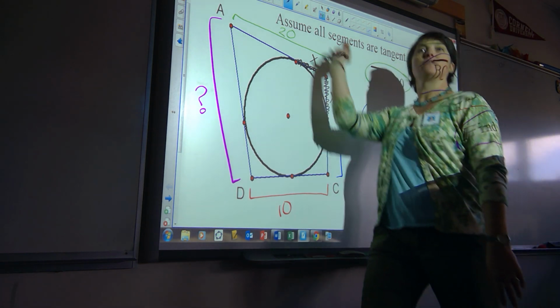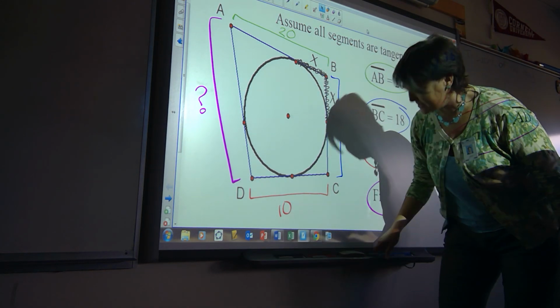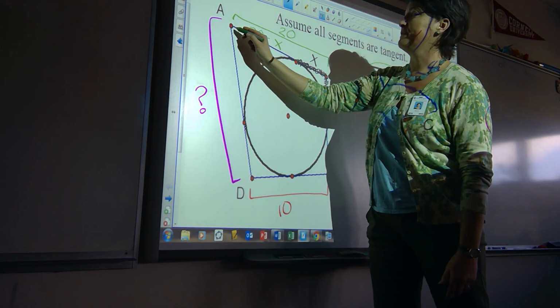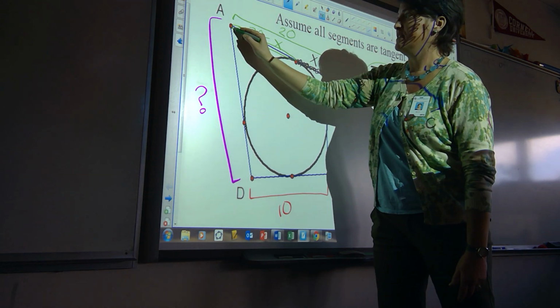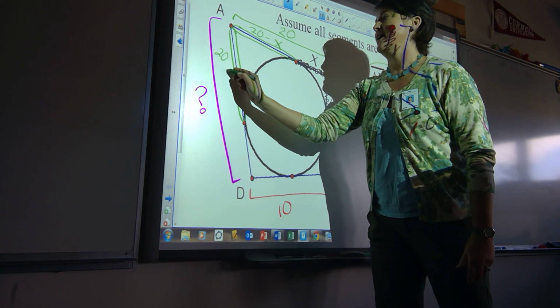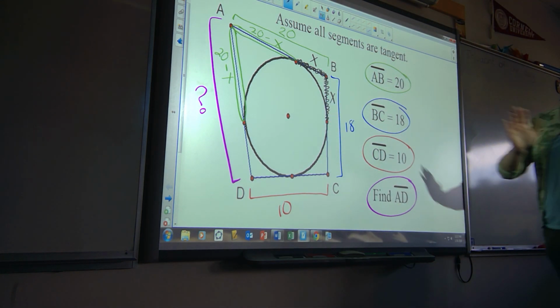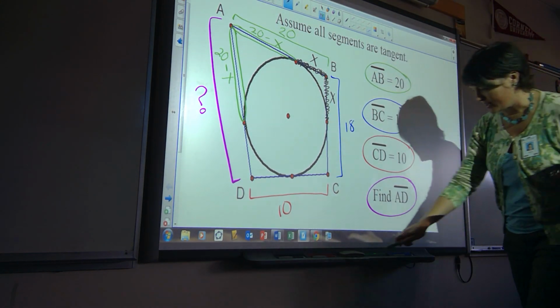Okay, let's walk counterclockwise around the circle first. So if that's X, how big is this piece next to it? 20 minus X, so therefore this piece, so if this is 20 minus X, this piece is also 20 minus X. And I am done walking in that direction. Okay, because I got something in the part that I need. Now let's walk the other direction.